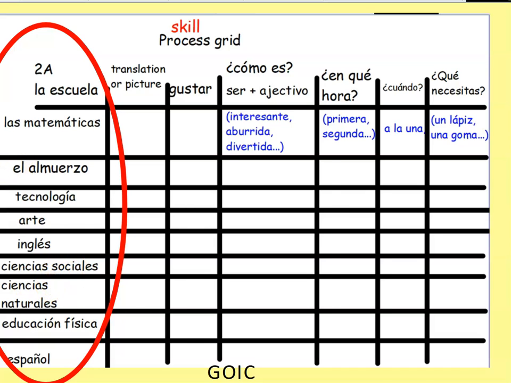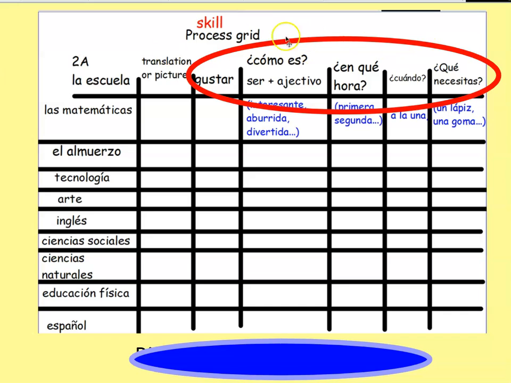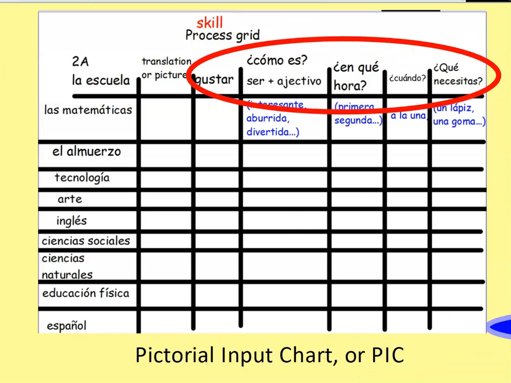Okay? The top row is going to become the pictorial input chart, also abbreviated to PIC. Okay? So let me go over this in more detail, what we broke this down to. First of all, we've got a translation or picture that's straight from the Freire diagrams we've been doing, or the term information picture charts we've been doing.